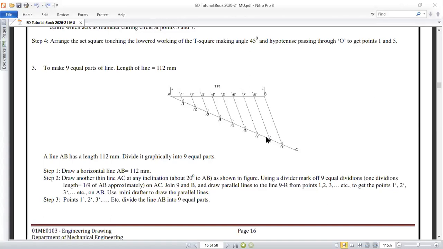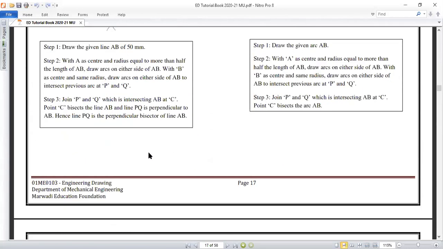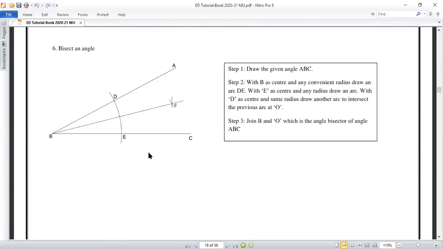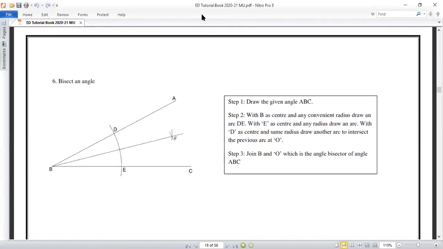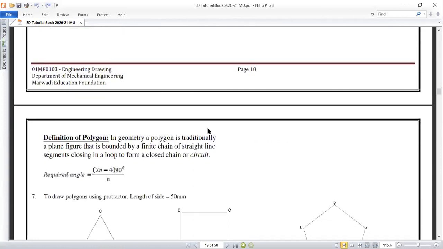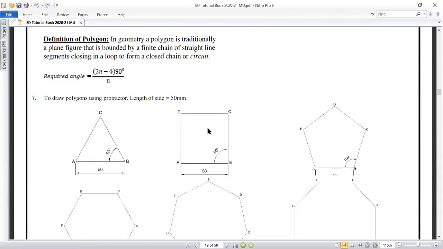Now many of you have already completed it, so we'll go further to the next task. We have bisecting an angle, which we already studied before, and making 8 parts of a circle. That we have already completed. Now next we have the definition of polygon. These are different polygons in front of your screen.